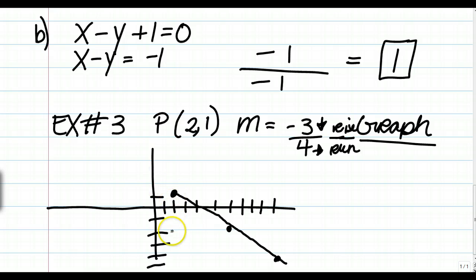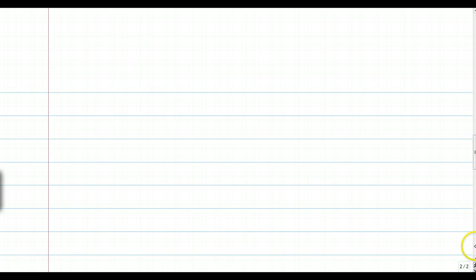So instead of going down 3 and over 4, I'm going to do the opposite. I'm going to go up 3. 1, 2, 3. And I'm going to run to the left now instead of to the right. So over 2, 3, 4. And that would be about right here. And this would be my line. And hopefully you draw better than I do. Okay, so let's do one more like that so you can see what it looks like.